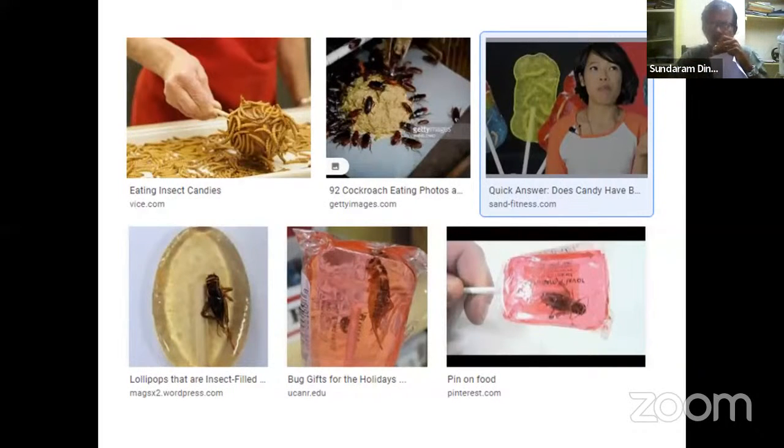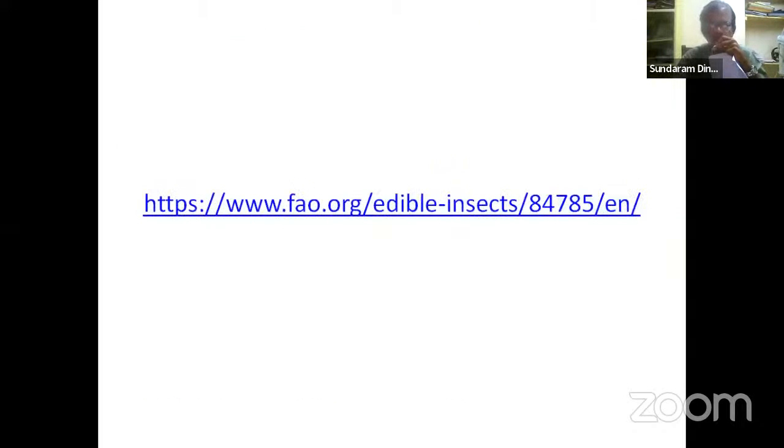There are several photos, and I will just show some. One woman is consuming that candy, lollipops, butt cubes. If you go to the hyperlink, that shows all sorts of information about insect meat and insect food. The only thing is, we must have a mind to consume that.